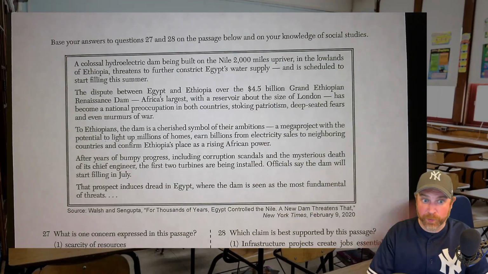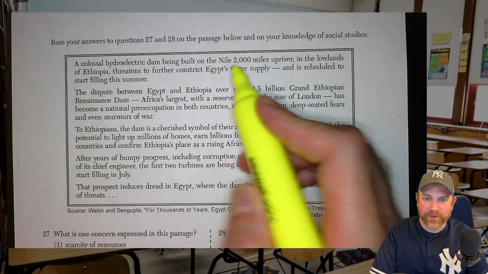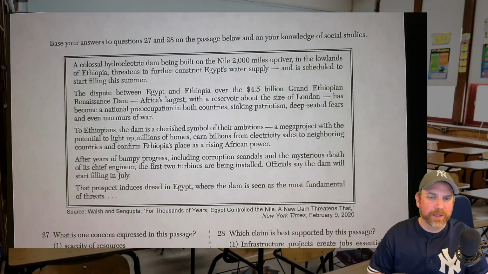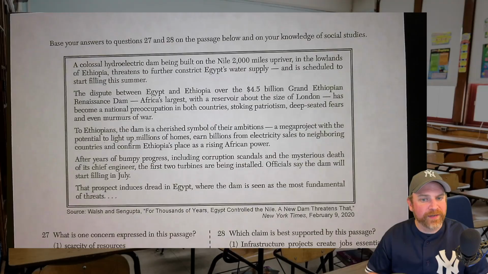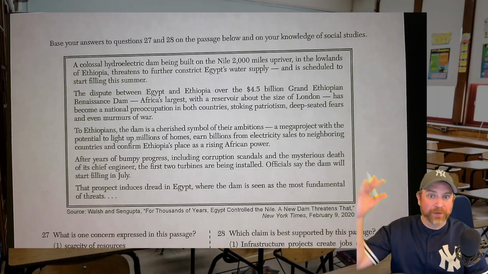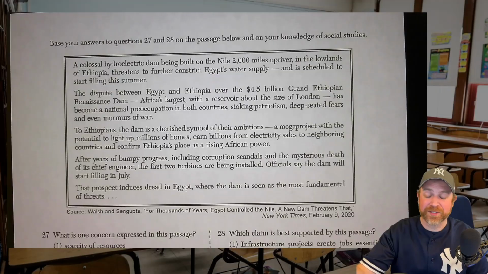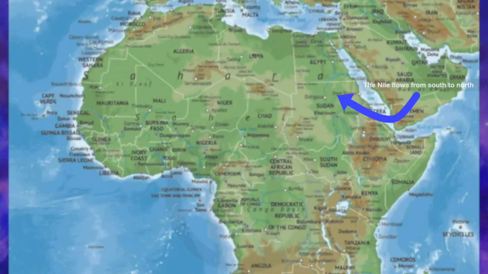So let's take a look at the source. A colossal hydroelectric dam being built on the Nile, 2,000 miles upriver in the lowlands of Ethiopia, threatens to further constrict Egypt's water supply. Okay, so this is a weird thing, right? When they say upriver, it doesn't mean north, it means south, right? Because the Nile flows from south to north, which is a very strange thing. I'll show you on a map right here in the video.